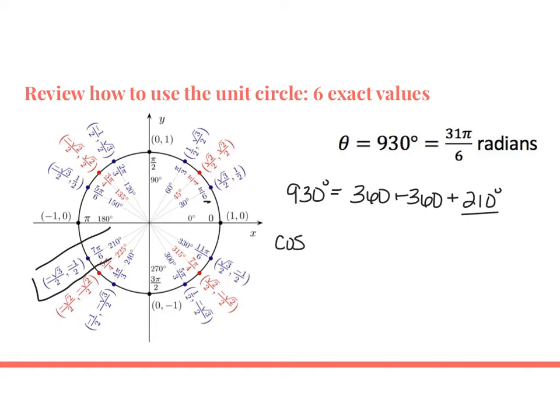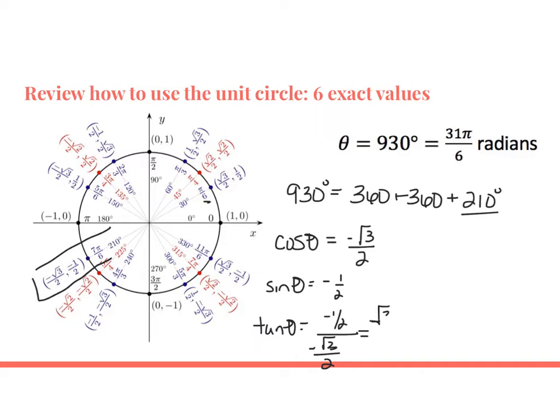So cosine, again, is the x value. Sine is the y value. And tangent is y divided by x. These are going to be similar to the previous ones except reverse. So on this one, when you take tangent and flip it, you're going to end up with root 3 over 3.